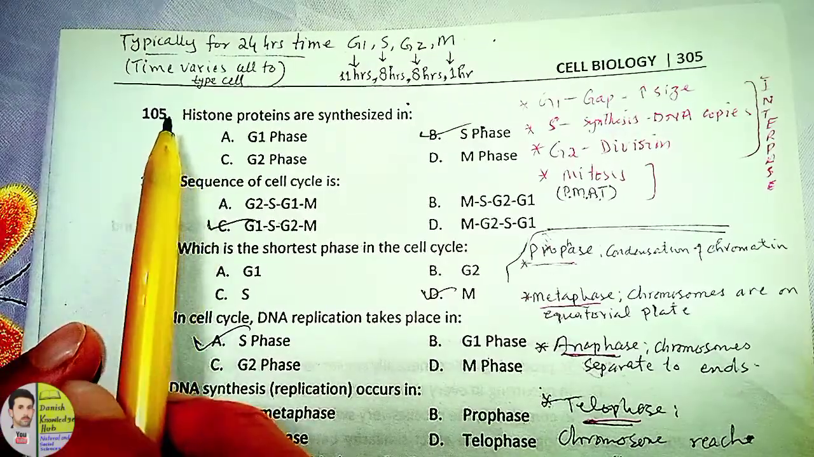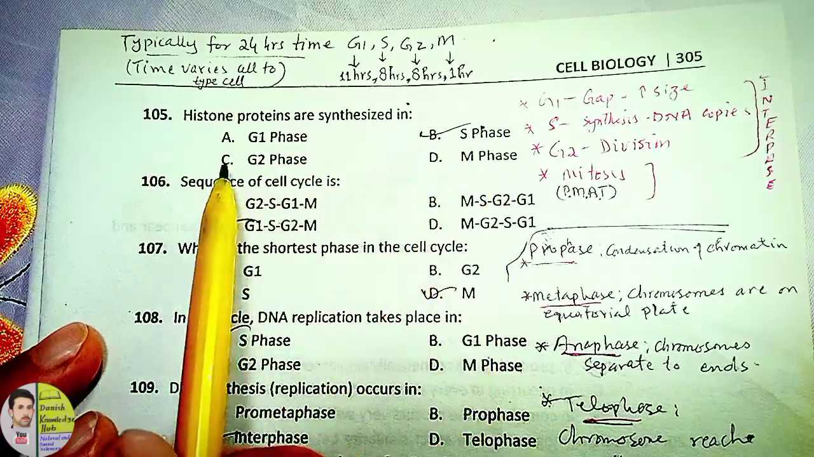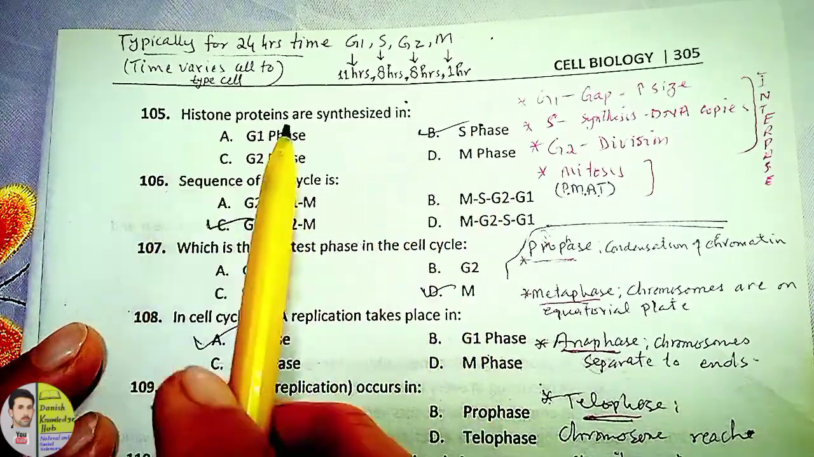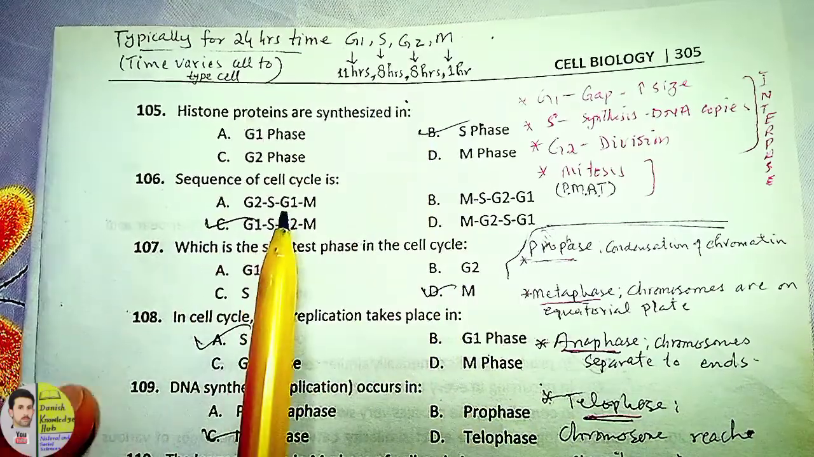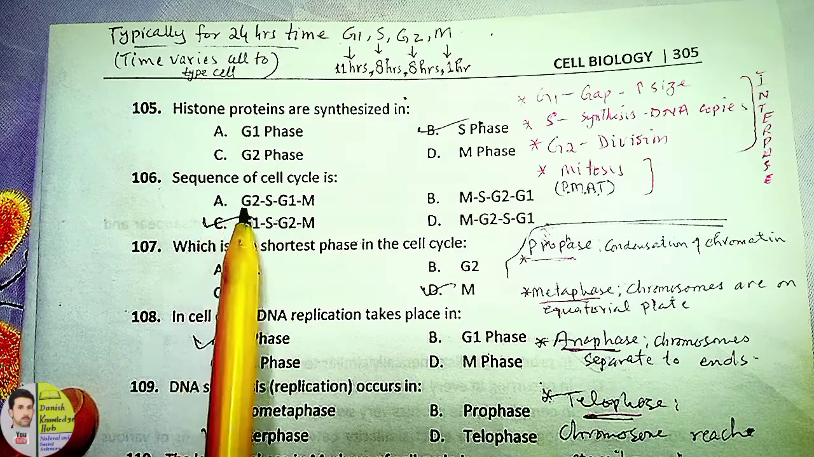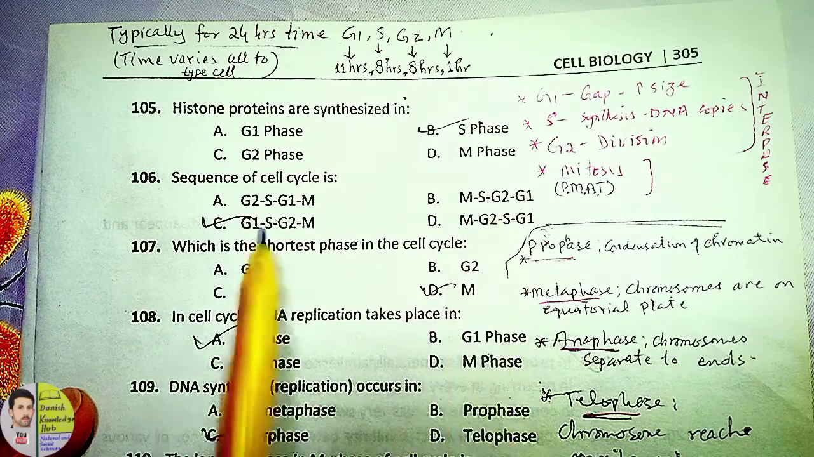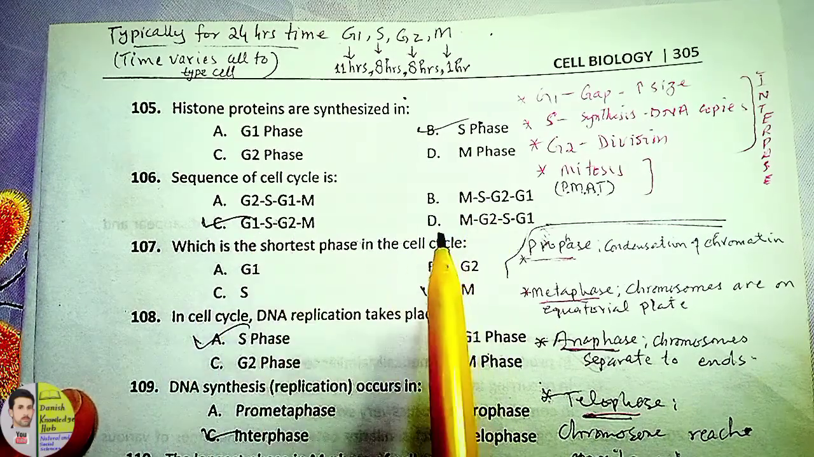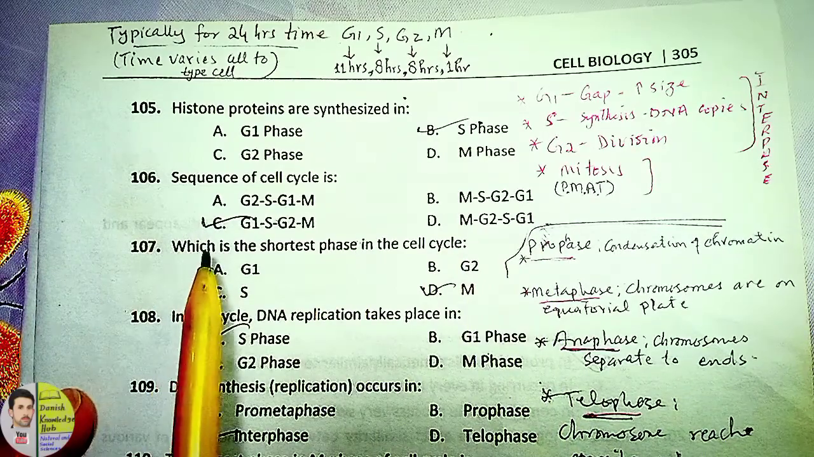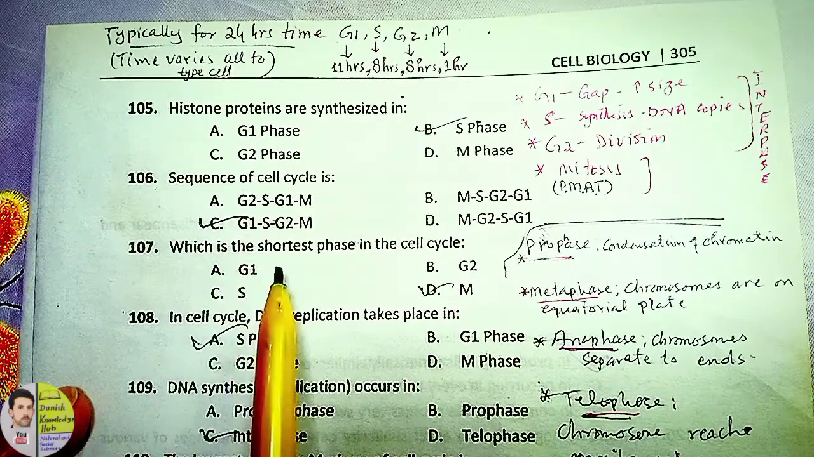105. Histone proteins are synthesized in option A G1 phase, B S phase, C G2 phase, D M phase. Correct option is S phase. Histone proteins are synthesized in S phase of cell cycle. 106. Sequence of cell cycle is option A G2 S G1 M, option B M S G2 G1, C G1 S G2 M, D M G2 S G1. Correct option is C, G1 S G2 M. So C is the correct option.